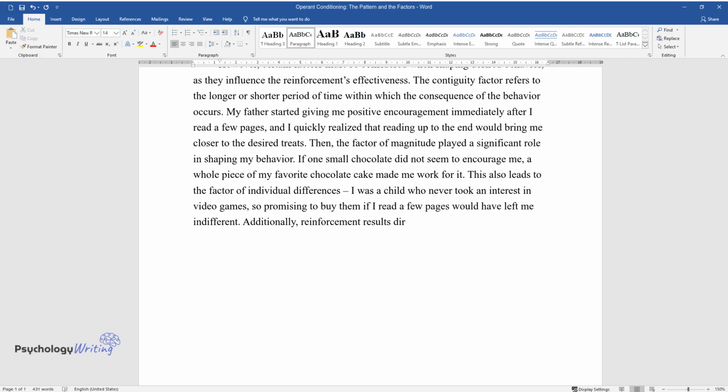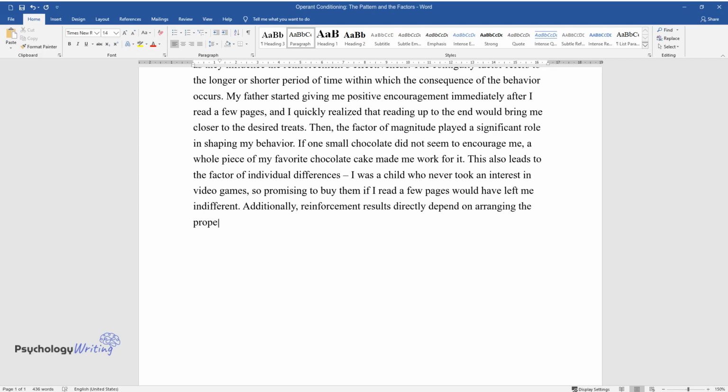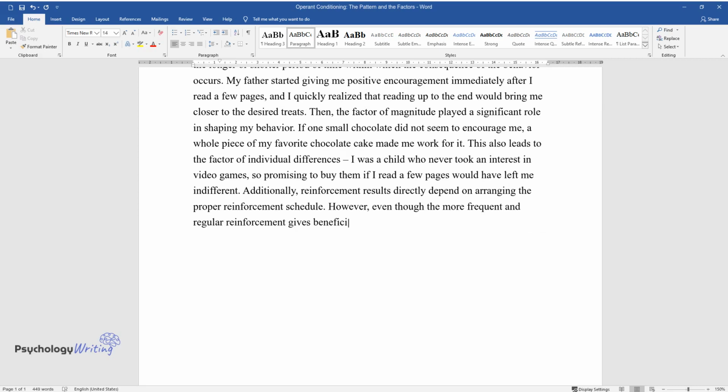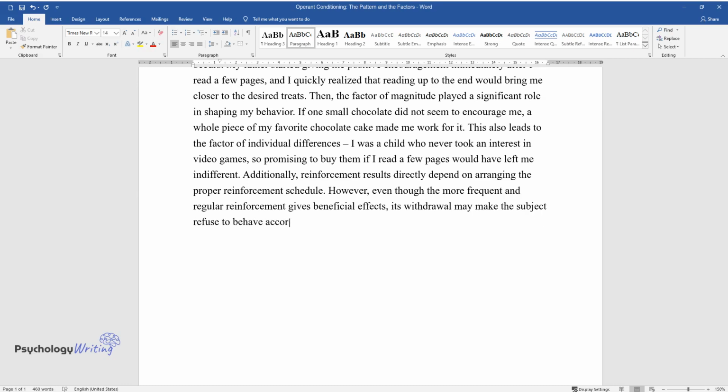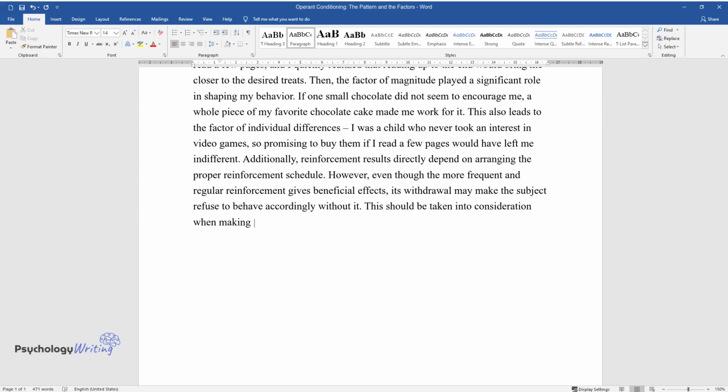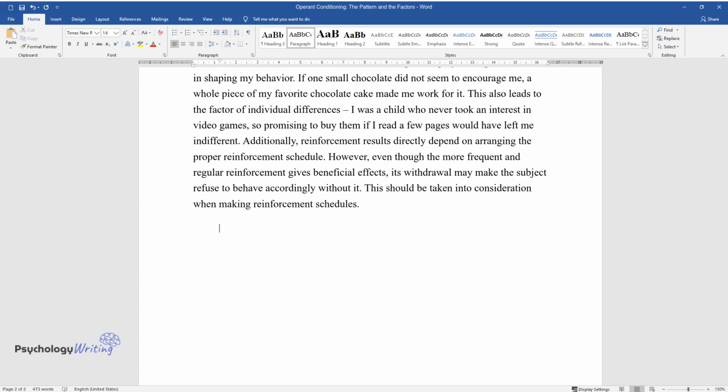Additionally, reinforcement results directly depend on arranging the proper reinforcement schedule. However, even though the more frequent and regular reinforcement gives beneficial effects, its withdrawal may make the subject refuse to behave accordingly without it. This should be taken into consideration when making reinforcement schedules.